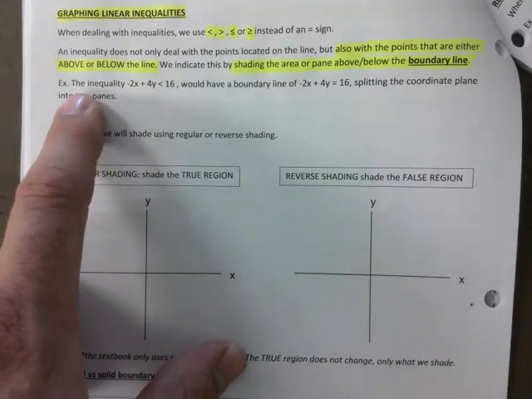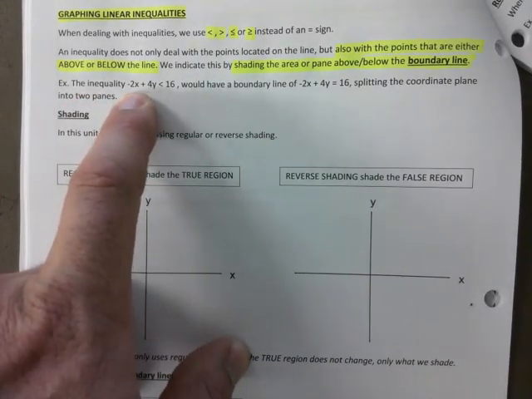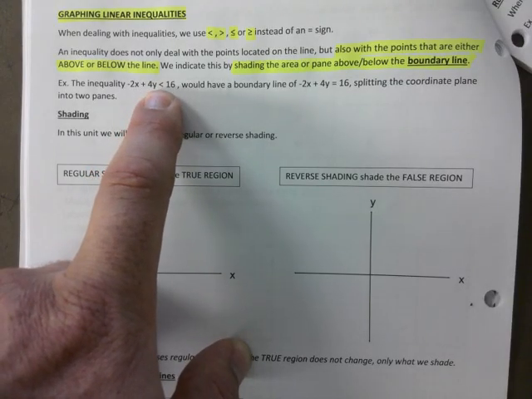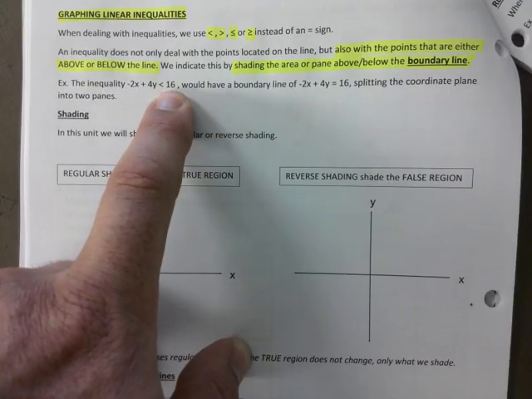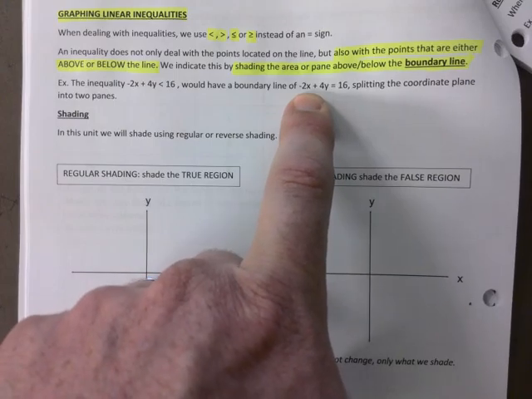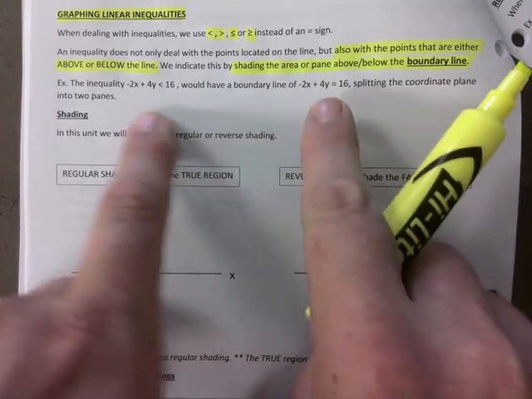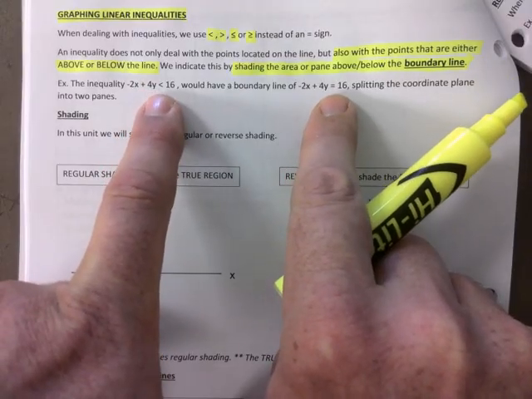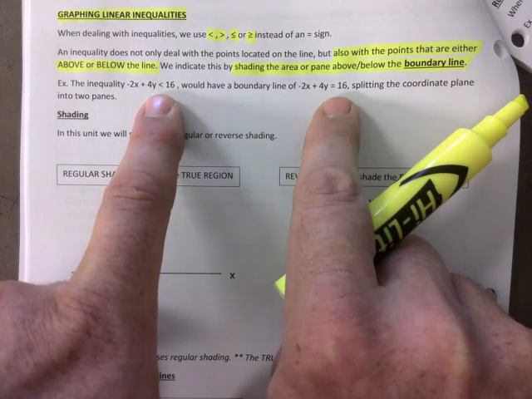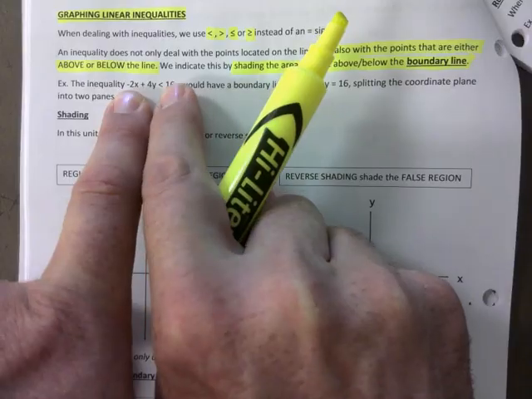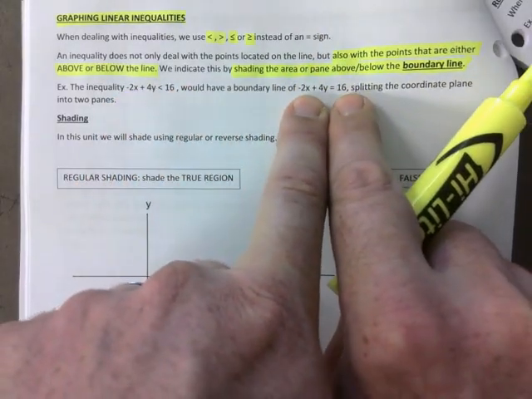So the inequality negative 2x plus 4y is less than 16 would have a boundary line of negative 2x plus 4y is equal to 16. What's the only difference between these two? One has an equal sign, one has the inequality symbol, right? So this inequality has the boundary line, so that's why we're still going to have to graph lines.